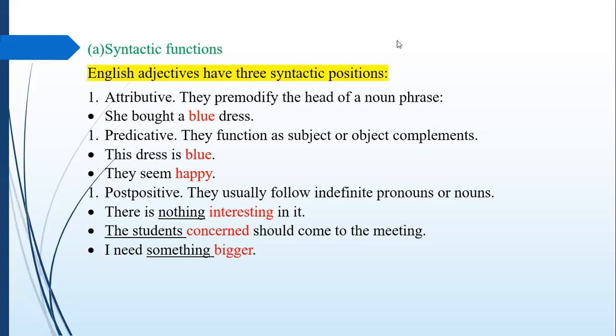And if you remember in chapter one, we talk about subject complement and we talk about object complement. This dress is blue. So blue here is a subject complement of the dress. They seem happy. Happy is a subject complement for they, right? Number three, postpositive. The third syntactic function or position is the postpositive.